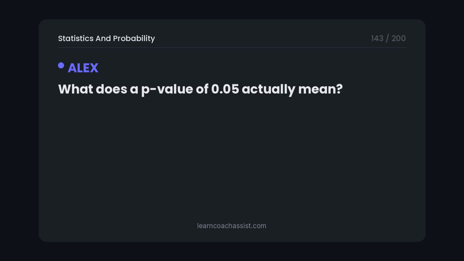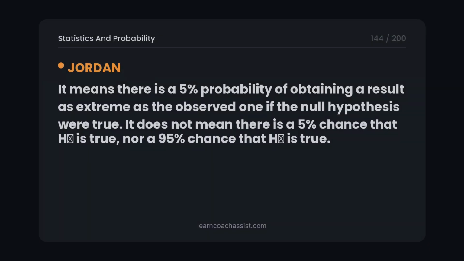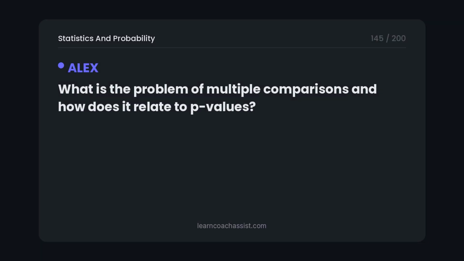What does a p-value of 0.05 actually mean? It means there is a 5% probability of obtaining a result as extreme as the observed one if the null hypothesis were true. It does not mean there is a 5% chance that H0 is true, nor a 95% chance that H1 is true.